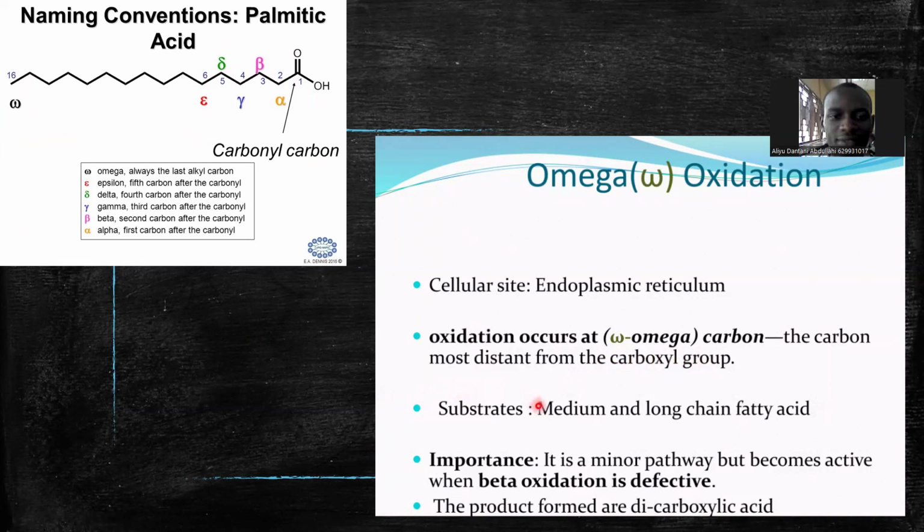So the substrate for omega oxidation is medium and long chain fatty acids. Okay, and the importance: it is a minor pathway but becomes active when beta oxidation is defective. Yes, the products formed are dicarboxylic acids.